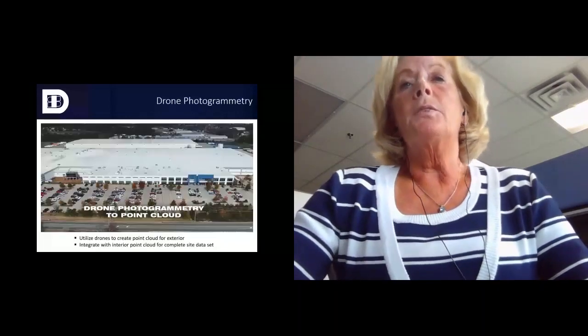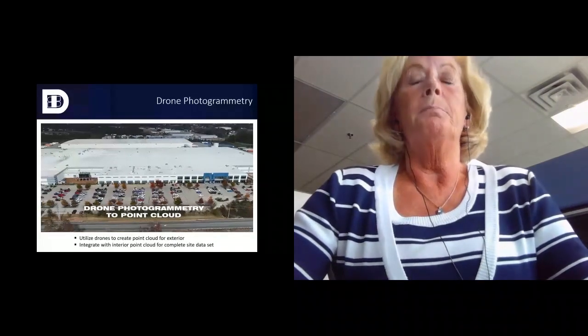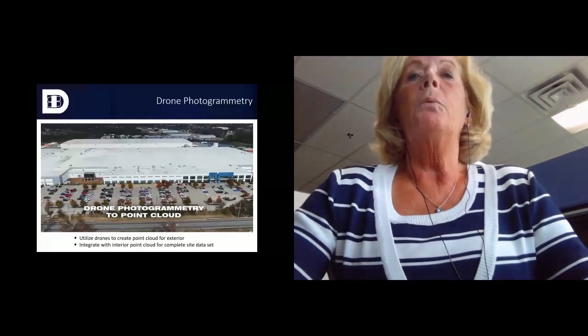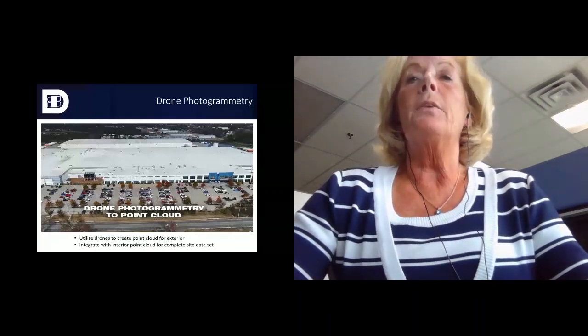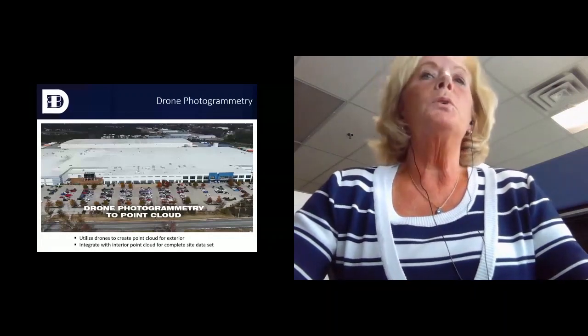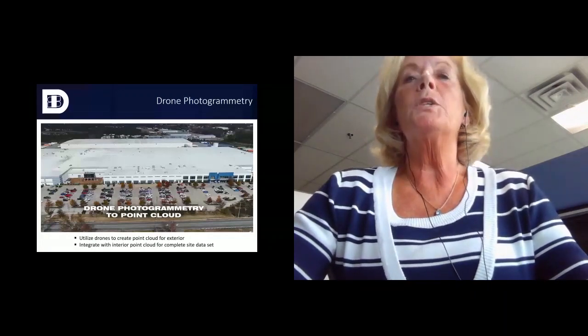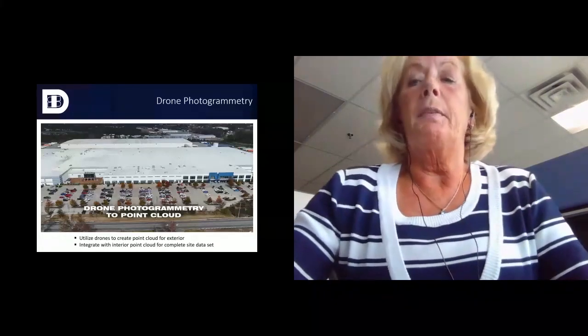What I've shown you before is the interior terrestrial laser scanning. We can also do drone photogrammetry and then integrate the two together so you've got one complete data set for the entire facility. So if you're doing something like roof penetrations or putting an addition onto the building, all the data is right there.